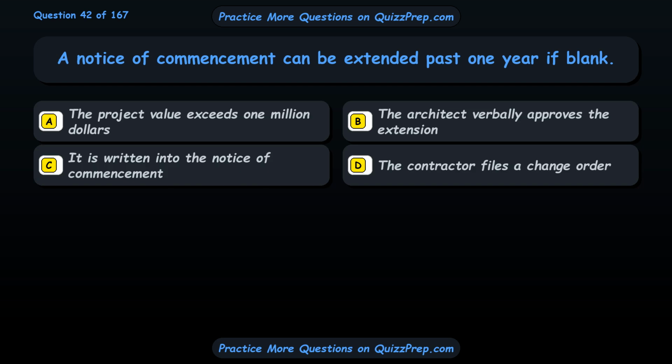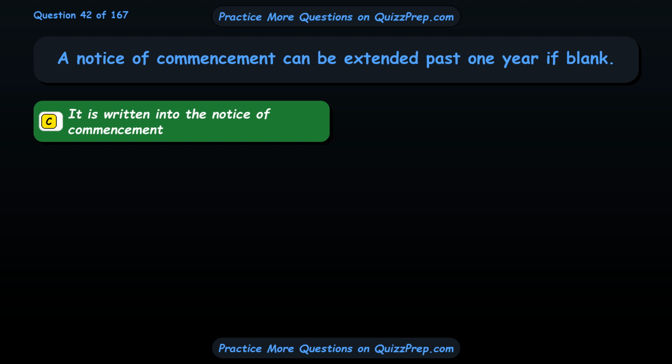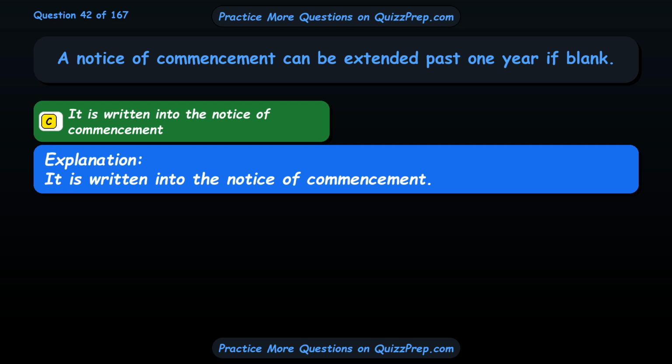Question 42. A notice of commencement can be extended past 1 year if blank. Option A. The project value exceeds $1 million. Option B. The architect verbally approves the extension. Option C. It is written into the notice of commencement. Option D. The contractor files a change order. The correct answer is option C. It is written into the notice of commencement.